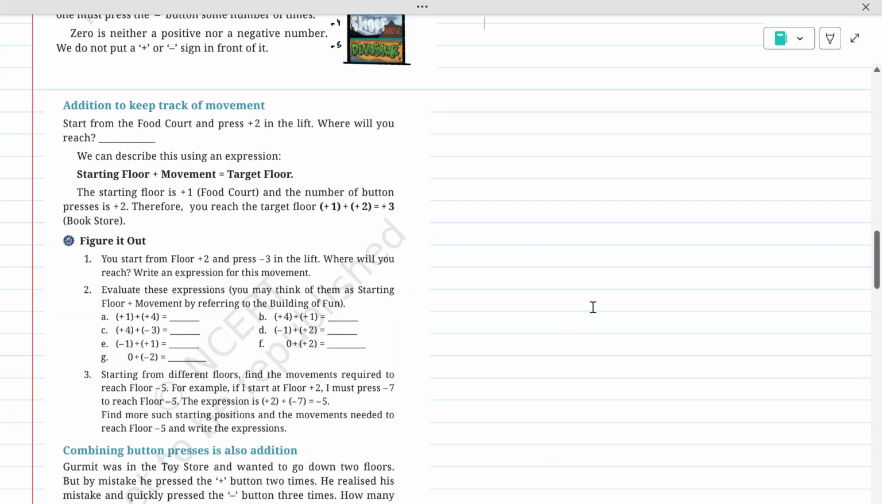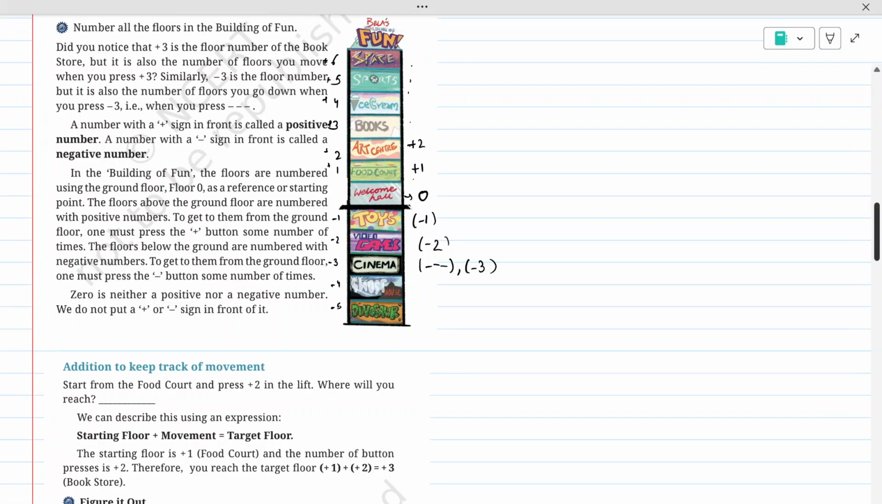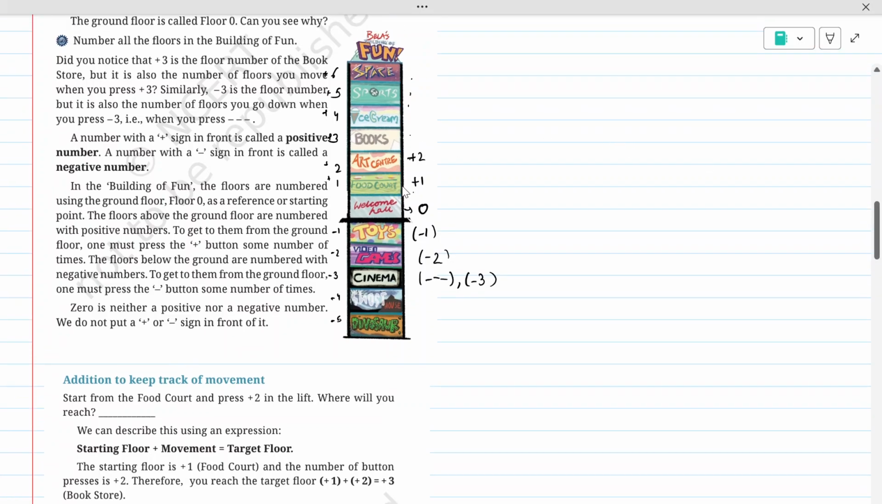So start from the food court and press +2 in the lift. Where will you reach? So kids, if we start from the food court, where is the food court? It is here on the first floor. And now if we are standing here, I'm just drawing that we are standing here, and now we are pressing +2. So that means we are going to reach here and then here. So we are reaching the book section.